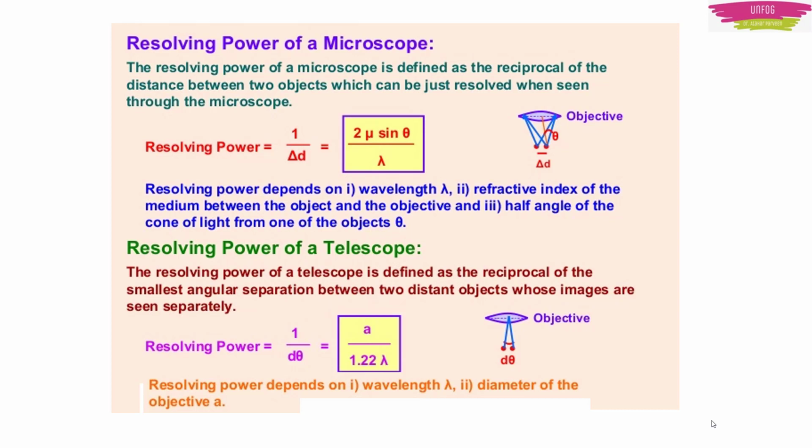For a telescope, it is defined as the reciprocal of the smallest angular separation between two distant objects whose images are seen separately. Here 1 upon d theta, means resolving power, is equal to A upon 1.22 lambda. Here also it depends on wavelength, but the other thing is the diameter of the objective. You just have to remember this formula and definitions. I will not go into much deeper here.